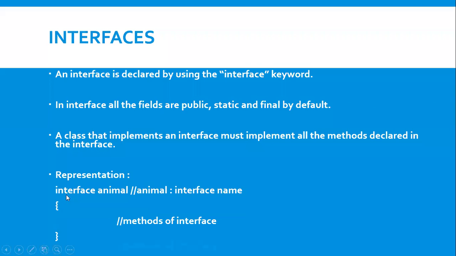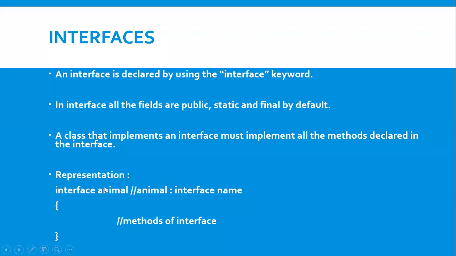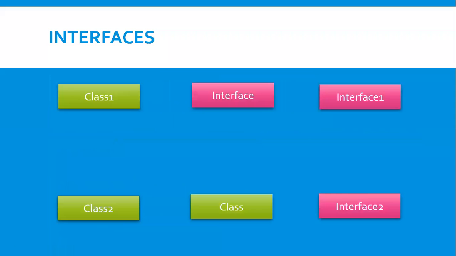Instead of class, you have to use, as I told you, the interface keyword. Interface space interface name. Here I am going to use animal as my interface name. Inside that I'll declare some methods. Okay, all of you are clear about interfaces, right? Let us see the relationship between classes and interfaces.